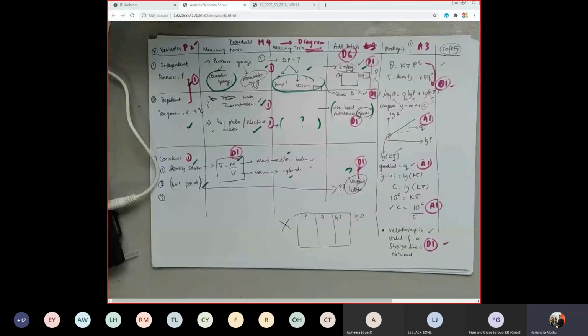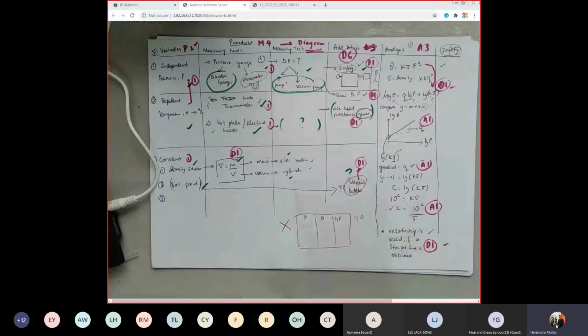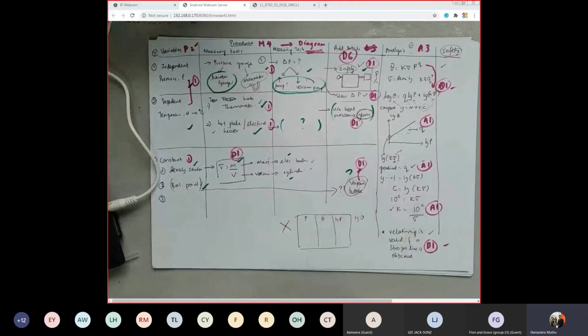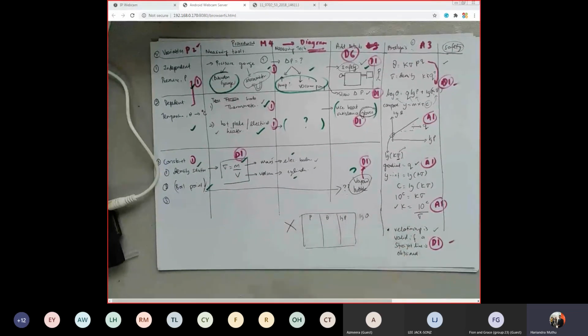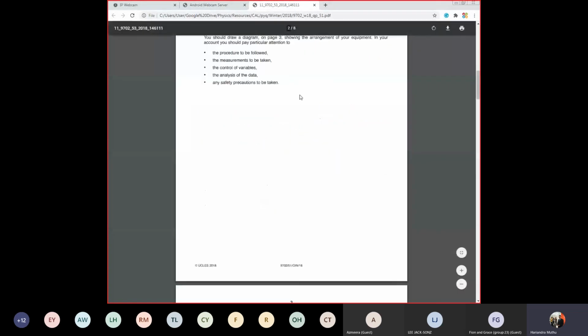Okay, there's no need for you to draw the table. All right. Okay, so what you need to do after this is basically you have to start writing.